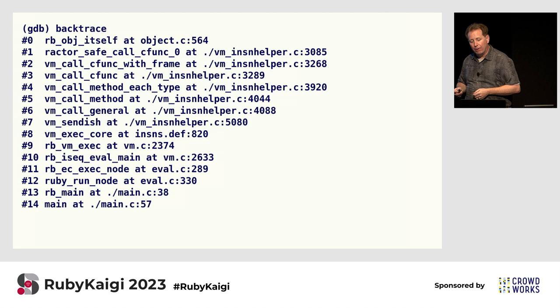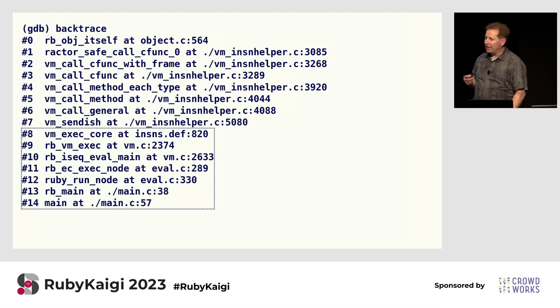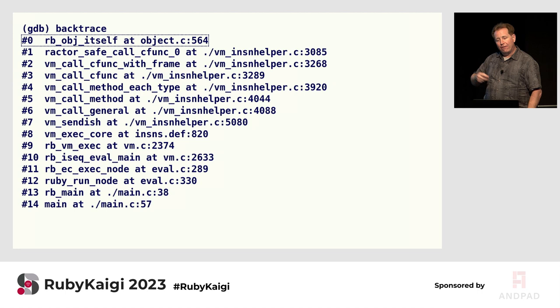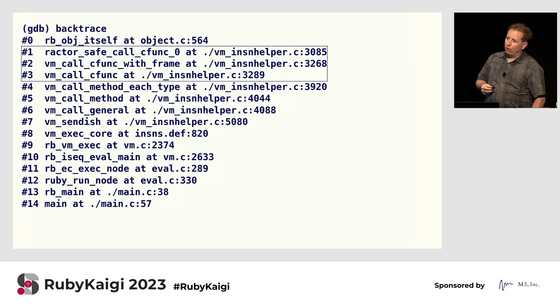We can split this backtrace into four separate sections. The bottom section is basically everything Ruby runs before calling the itself method. This section is generic method calling code, regardless of how the method was defined. This code is specific to calling methods defined in C. And at the very top, we have code specific to the itself method. Now, since this bug occurs when calling methods defined in C, it seems likely that this problem is in one of these three functions, or in one of the functions that they call.